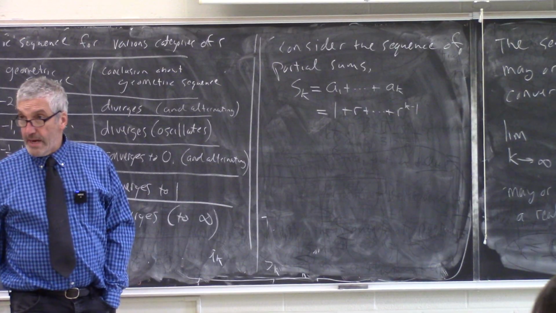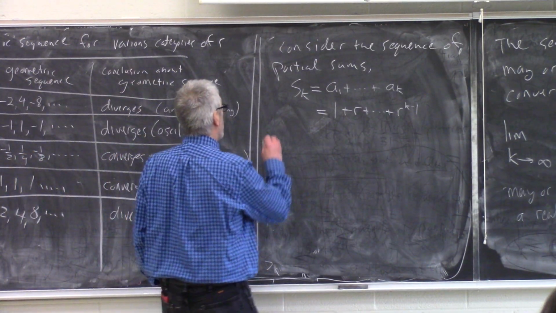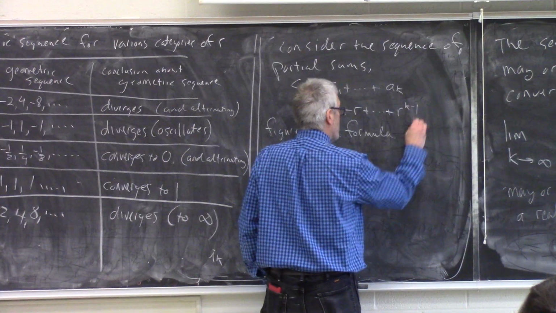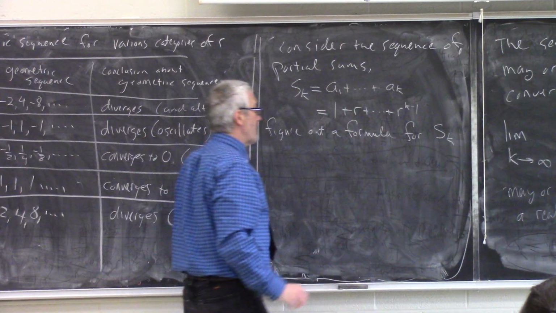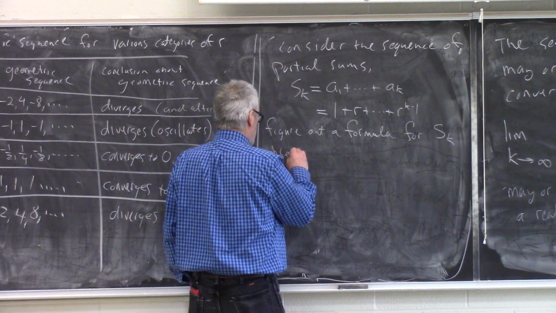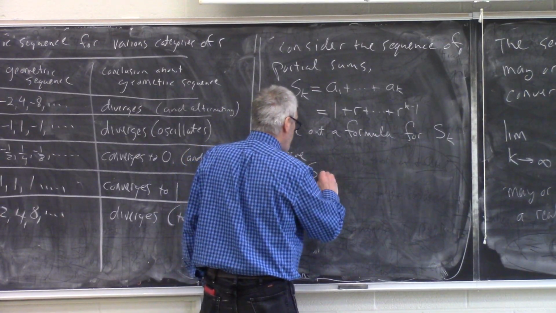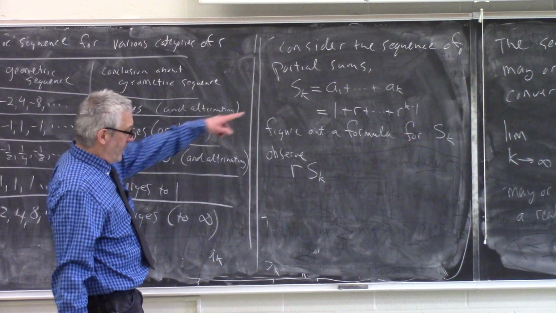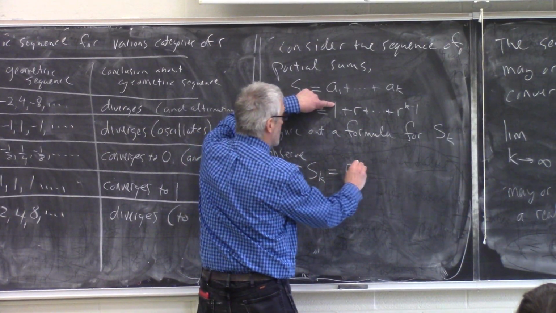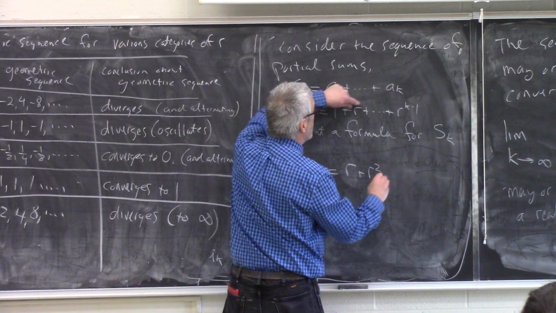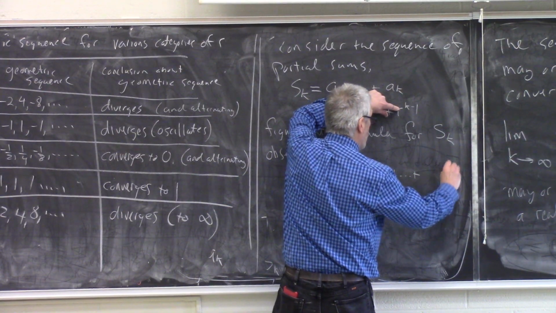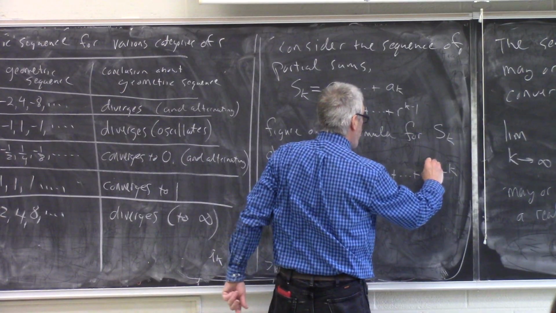Okay, well, we can figure out a formula for SK. So notice that if I take SK and I multiply it by R, that means that I multiply every one of those terms by R. So that's going to become an R, and that's going to become an R squared, and that's going to become, well, R to the K. Now, just before that, there's an R to the K minus 1.